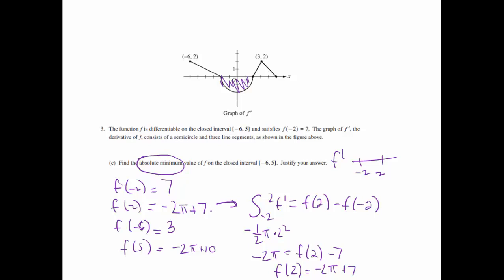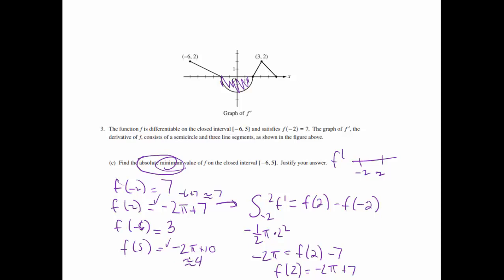So I would like to figure out where my minimum value is happening. Let's just see. 7 and 3 definitely are not minimum values. I'd like to see which one of these would give me the smallest answer. Negative 2 pi would be, think of pi as about 3, so this would be like negative 6 plus 7. That's going to be about 1. And this would be like negative 6 plus 10. That's going to be about 4.